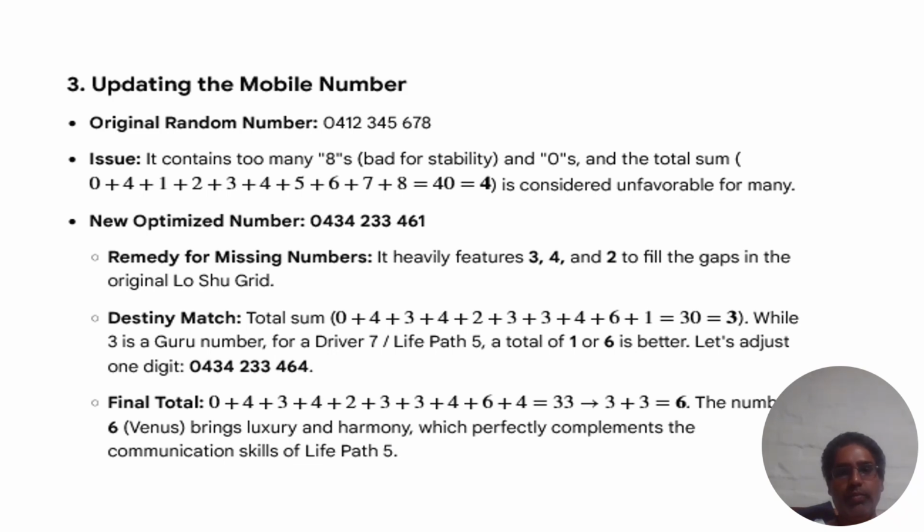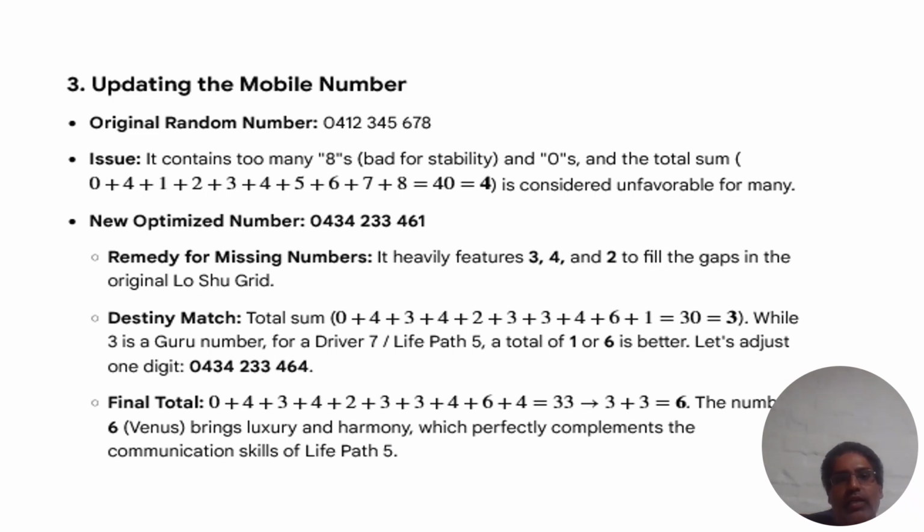Okay, so the new optimized number is this one. We added the 3, 4 and 2, making sure they are there, to fill the gaps. Destiny matches, so destiny is nothing but the one we added. Okay, so the destiny matches 3. So the 3 is the one for the driver. The life path is 5. Okay, so in this case we add all the numbers and it's 3.